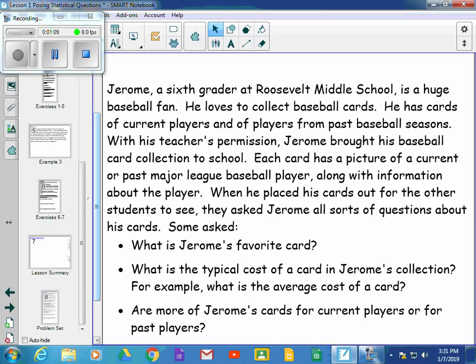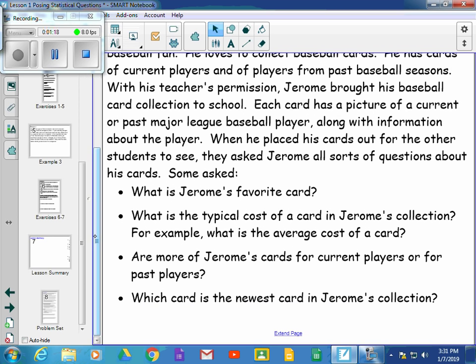When he placed his cards out for other students to see, they asked Jerome all sorts of questions about his cards. Some asked, what is Jerome's favorite card? What is the typical cost of a card in Jerome's collection? For example, what's the average cost of the card? Are more of Jerome's cards for current players or for past players? Which card is the newest card in Jerome's collection? Now, of those questions, we want to determine which of those are statistical questions. Which of those can be answered with data that varies, has a lot of different answers.